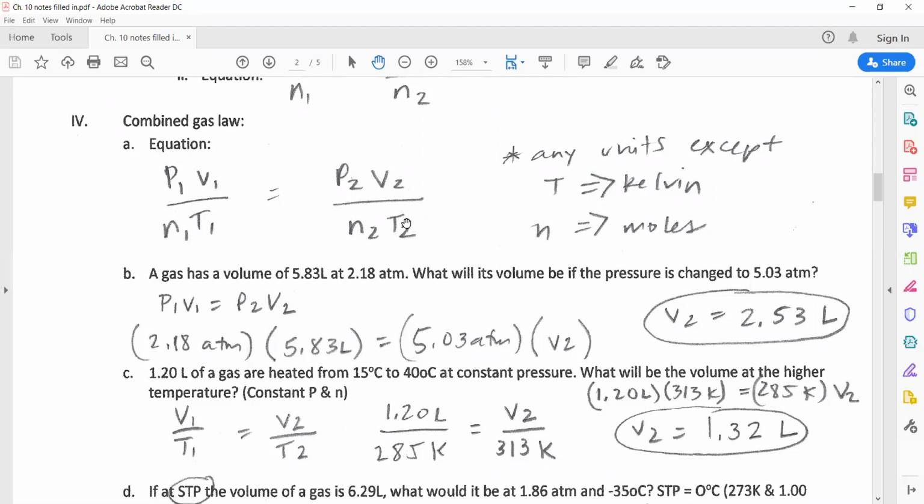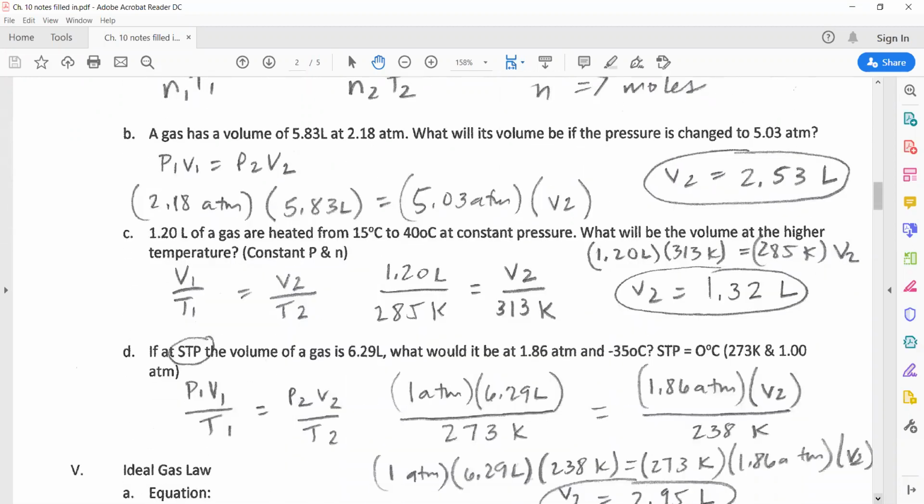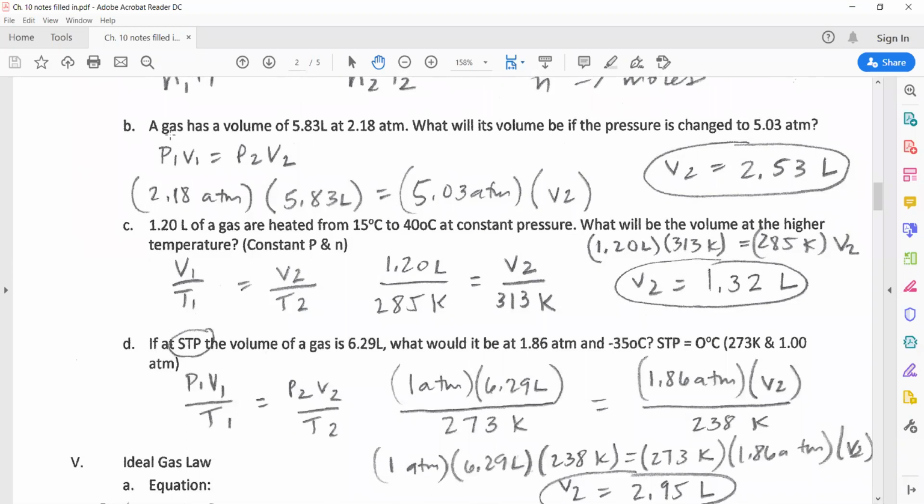As far as the units go, remember N must be in moles, T must be in Kelvin, and then P and V are just up to you or whatever's given. We just have to make sure they match on both sides. So here's a few examples of how we would do this mathematically.